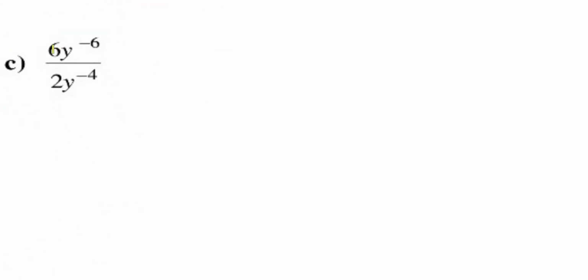Okay, let's continue on with letter C now. Okay, let's start out with the numbers here. So 6 divided by 2 is going to be 3. So divide the numbers with the numbers. And then if you're dividing variables with the same base and different powers, then you are subtracting the powers. So this will be y to the power of negative 6 minus, and then negative 4.